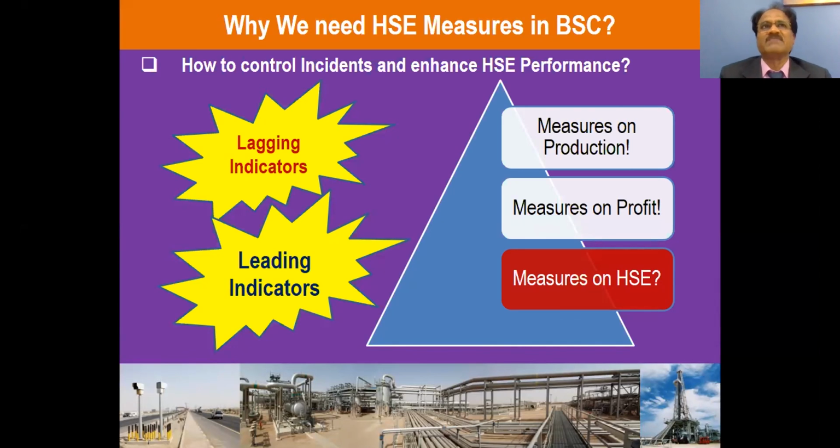So based on the size of the company and the product of the company, every company will have some targets on the profits. It means there are some measures in their balanced scorecard. Those measures are also connected with the targets. In the same way, you need to have some measures in your balanced scorecard on HSE also. If you don't have those measures, you cannot achieve that. So this is the importance of having HSE measures in your balanced scorecard.